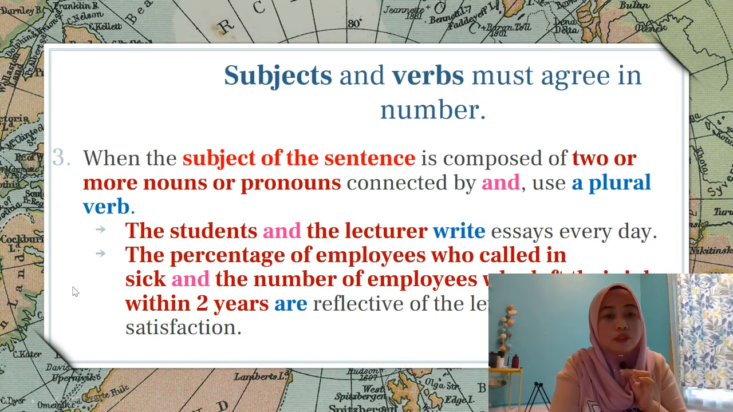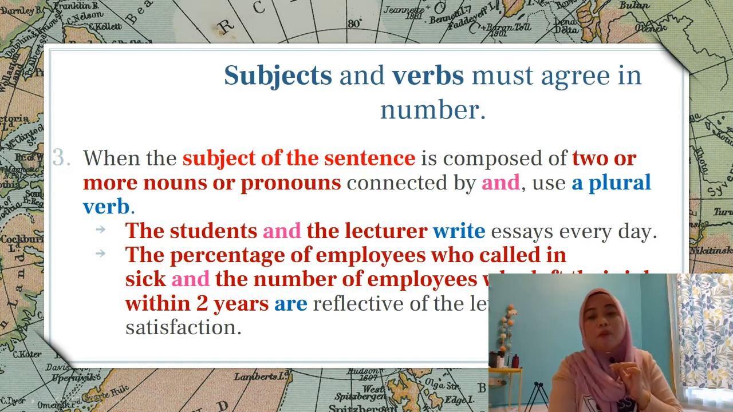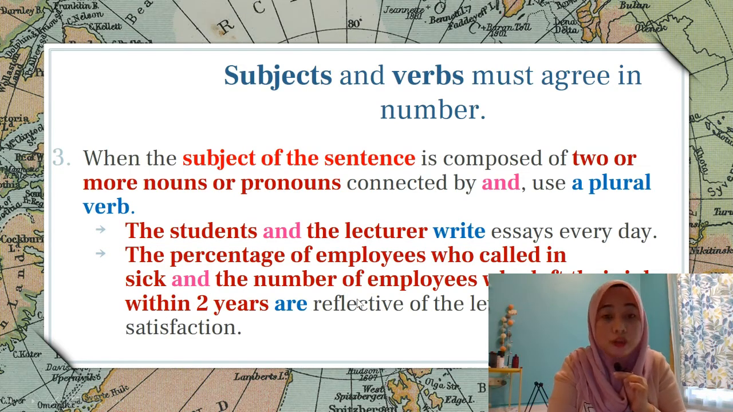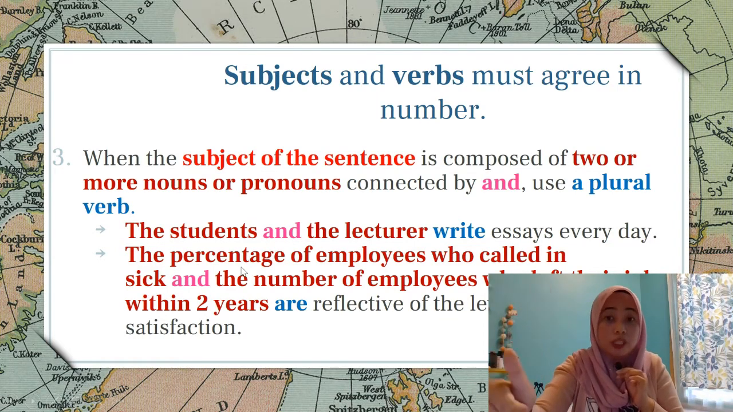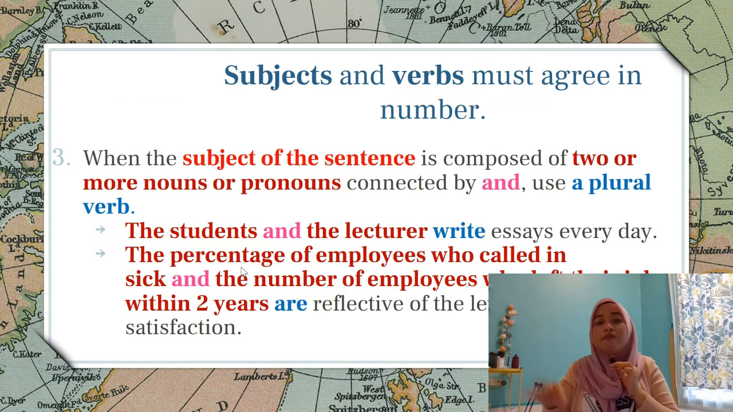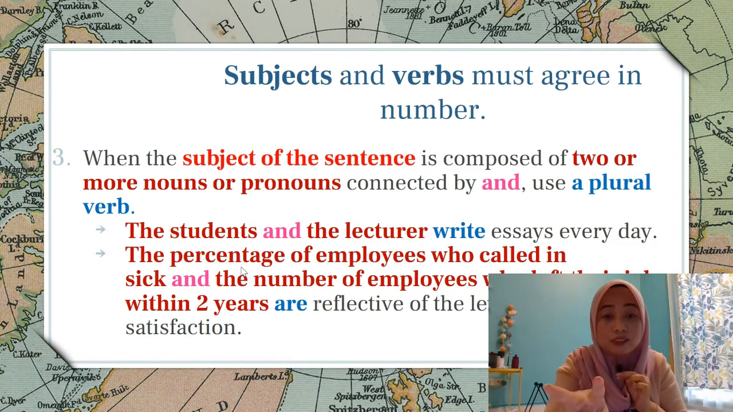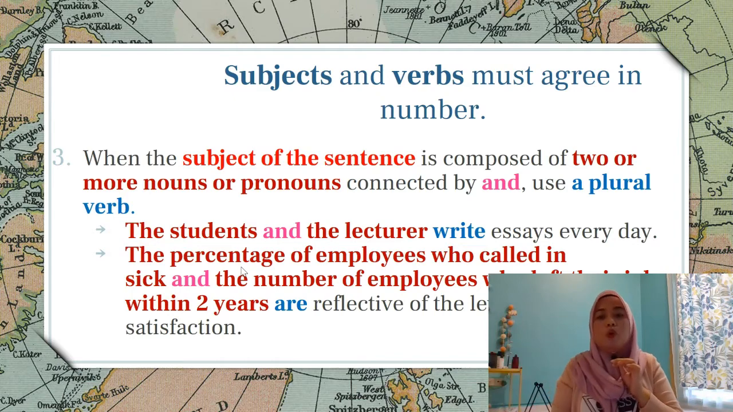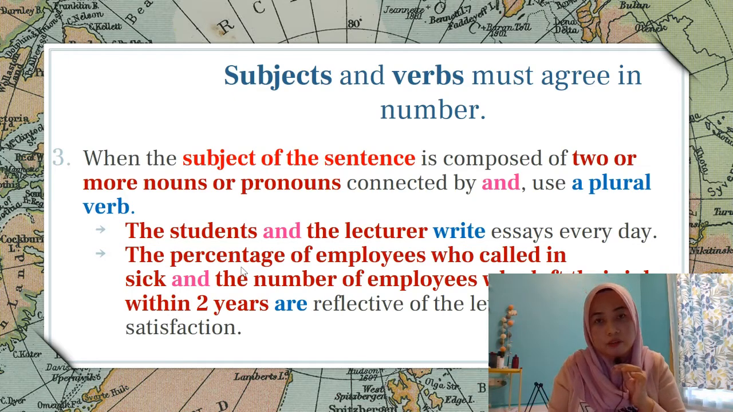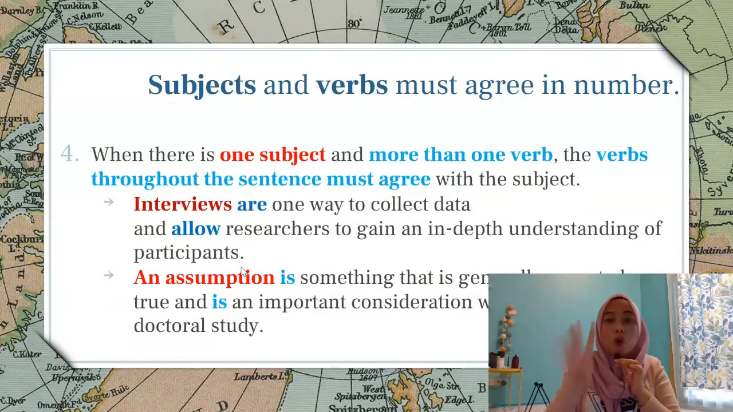All right. Same goes here. The percentage of employees who called in sick and the number of employees who left their job within 2 years are reflective of the level of job satisfaction. Do you see that? The first subject we have here is the percentage of the employees who called in sick. That's one thing. And another one, the number of employees who left their job within 2 years. So two things over here are using the plural verb reflective of the whole level of job satisfaction. All right, got it?